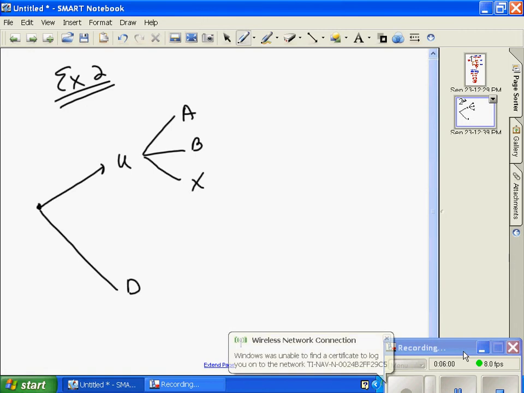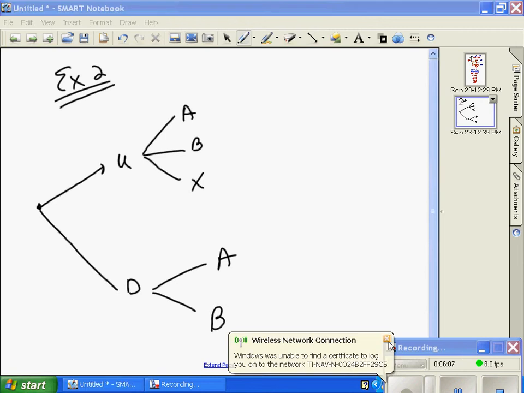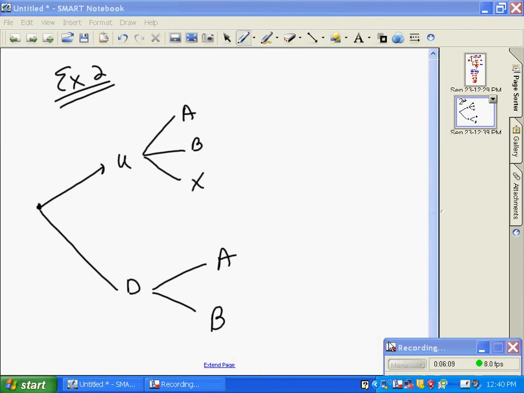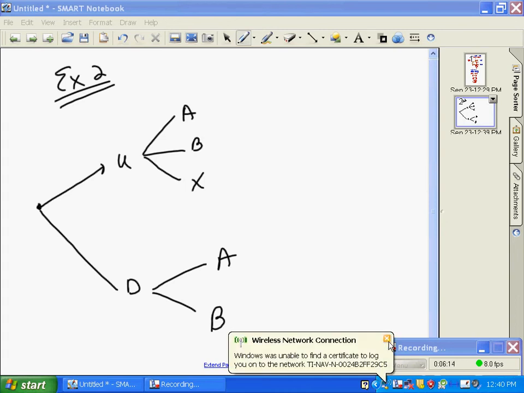And another downtown showing films A and B. So downtown, they're only showing films A and B. So that's what I have on my diagram so far. They decide to flip a coin to pick a complex.